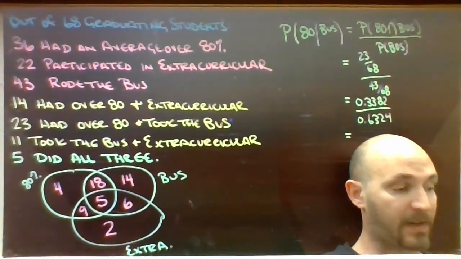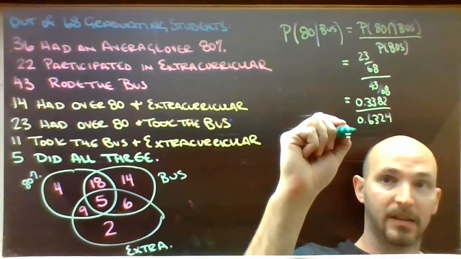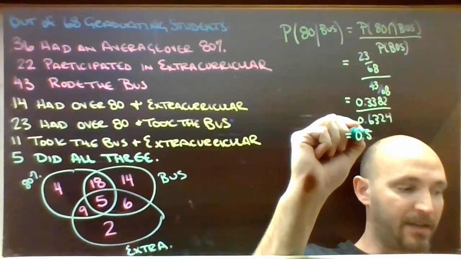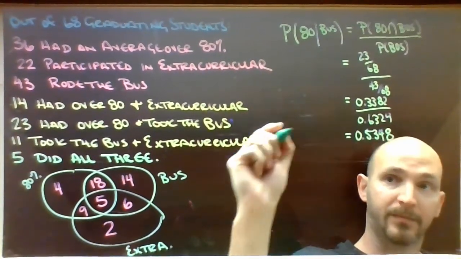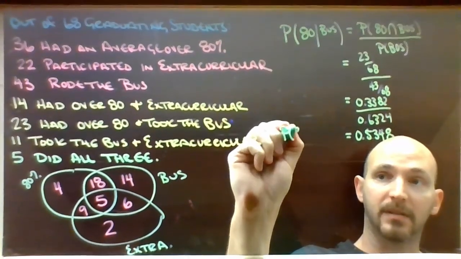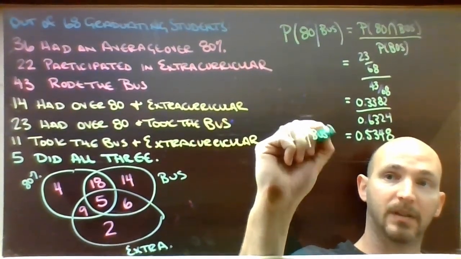0.3382 divided by 0.6324 is 0.5348. That's the probability of getting an 80 given that you took the bus.